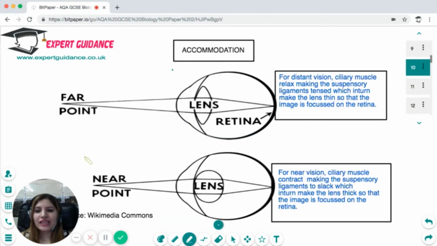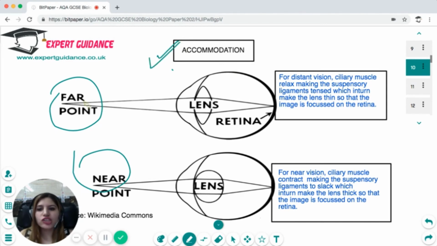Now, eyes make different changes so that they can see far objects and near objects, and these changes are known as accommodation. For distant vision, the ciliary muscles relax, making the suspensory ligaments tense, which in turn makes the lens thin. So to see far points, the lens becomes thin so that the image is properly focused onto the retina, and the retina then sends the message to the brain via the optic nerve.